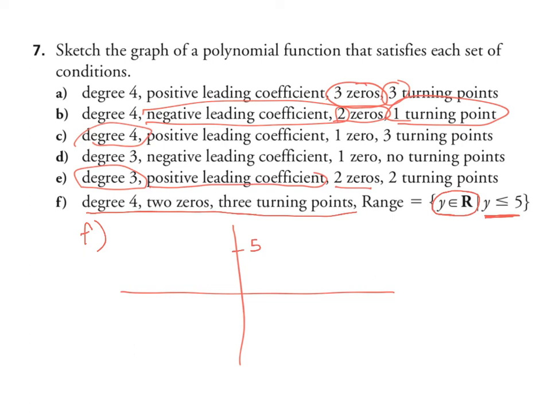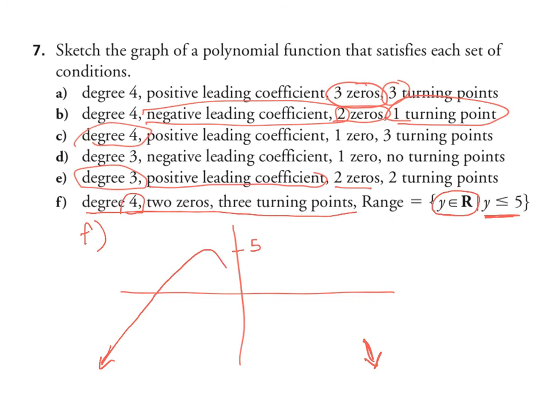Well, if it can't go above 5, then it can't end high, can it? It has to be low, and low on both sides. And it's degree 4, so that agrees. 2 zeros, so it's got to go through, but 3 turning points. So it's got to get up to 5.